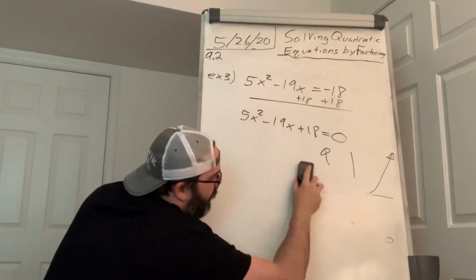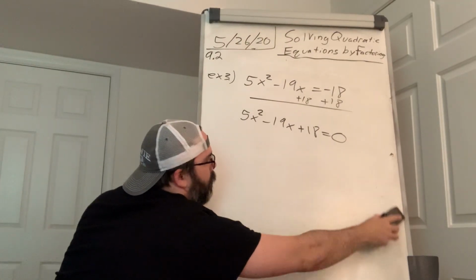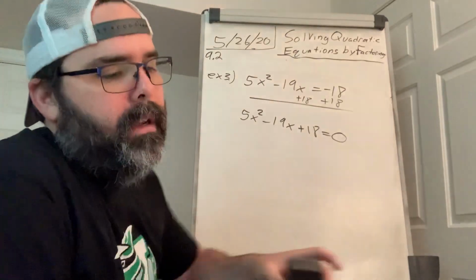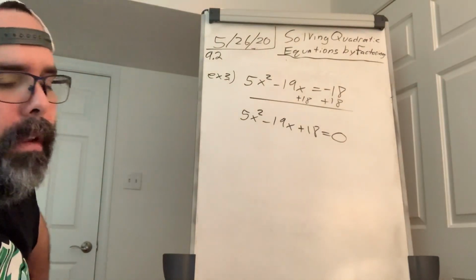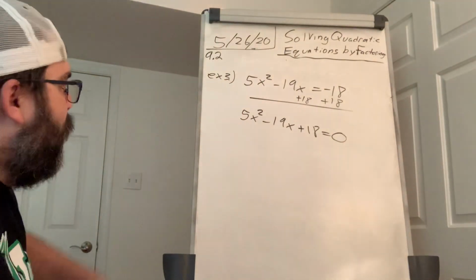Because I do think it happens once on your homework, where you just won't be able to factor it, and it's going to ask you if there's a solution. And because you can't factor it, therefore there's no solution. All right, so let's factor this.